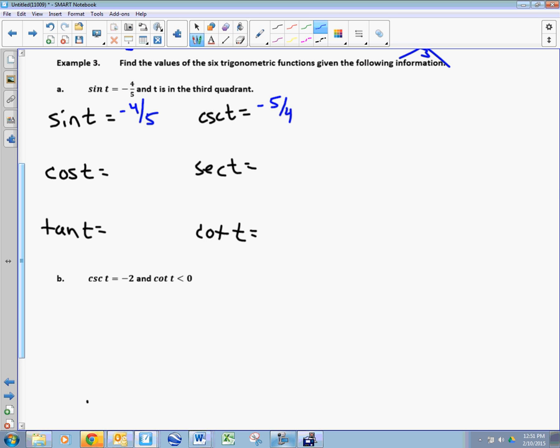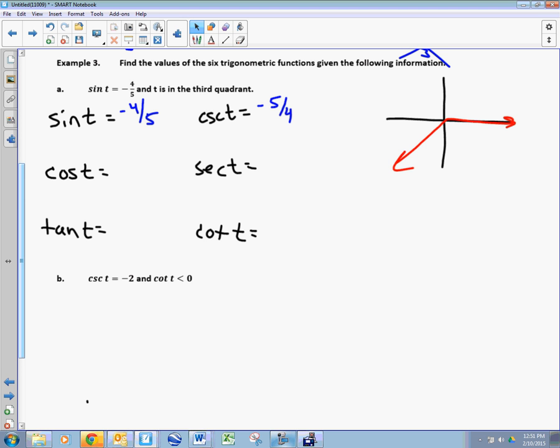It's negative because the reciprocal doesn't change value. The opposite reciprocal does, like if you're doing parallel and perpendicular lines. Okay, so now it says we're in the third quadrant. This is really important for you guys to all think about. I don't know what the angle actually is, but I know it's in the third quadrant, okay?